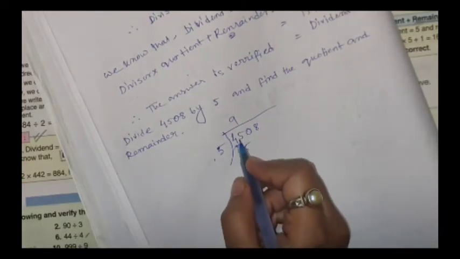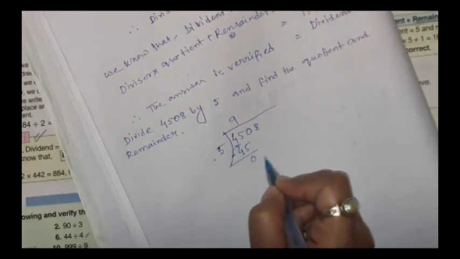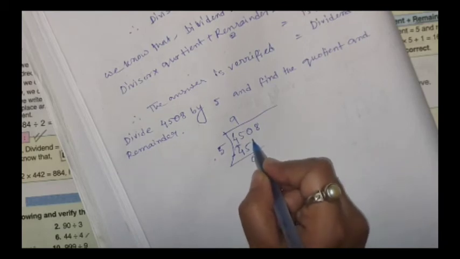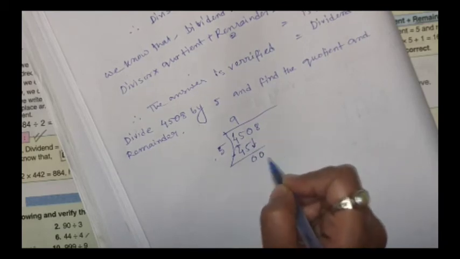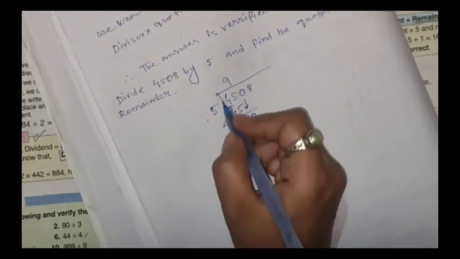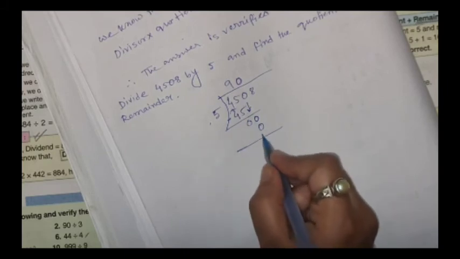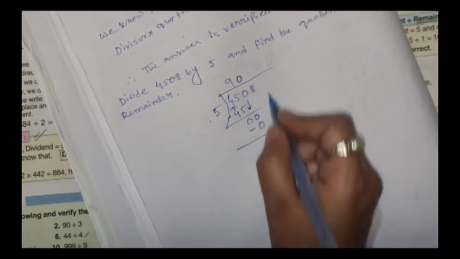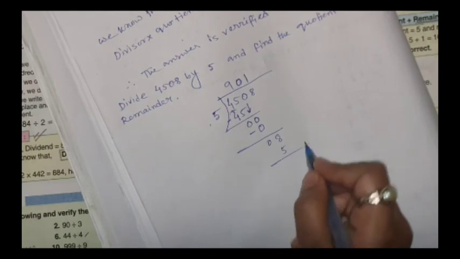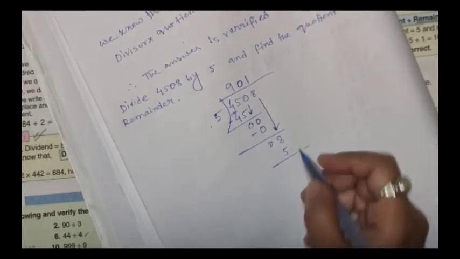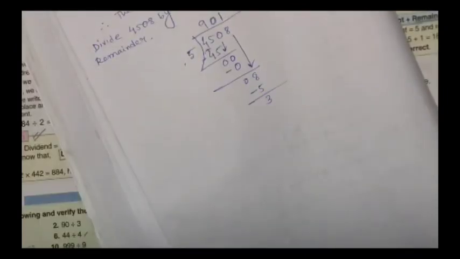Now we need to subtract. 45 minus 45 is 0. And now 0 will be put down. So 5 zeros are 0. Multiplying 0 by 5 we get 0. 0 minus 0 is 0, 8. Then 5 1s are 5. Now this 8 will be put down. 5 1s are 5. 8 minus 5 is 3. So we get the remainder as 3, which is less than 5. When the remainder becomes less than the divisor, we cannot continue the process.